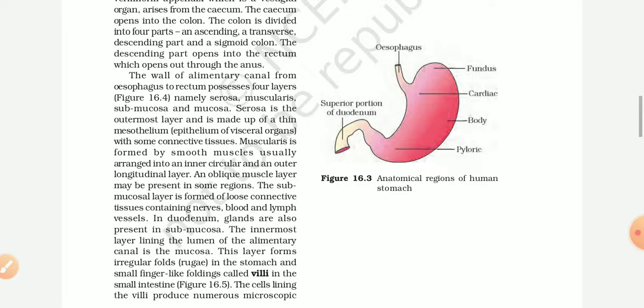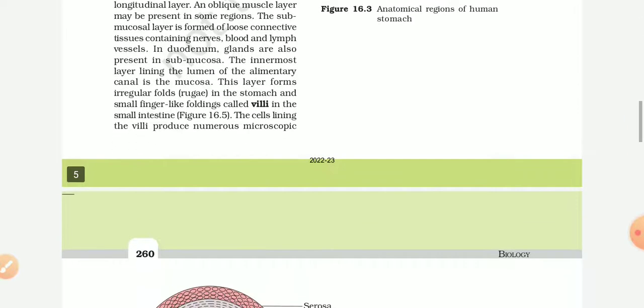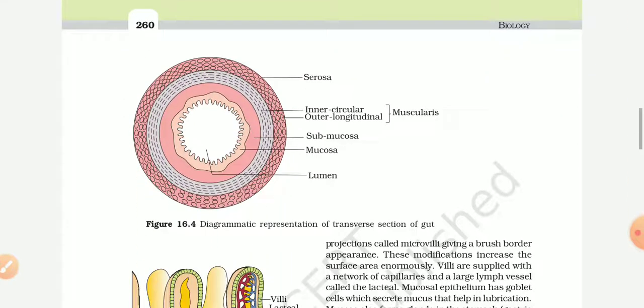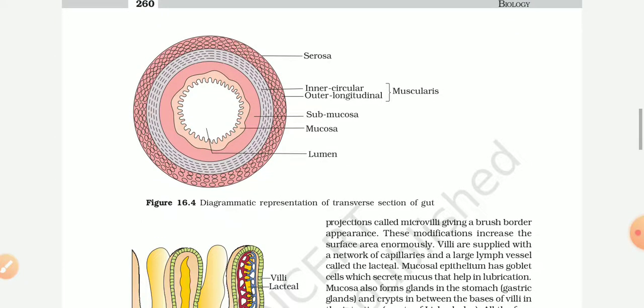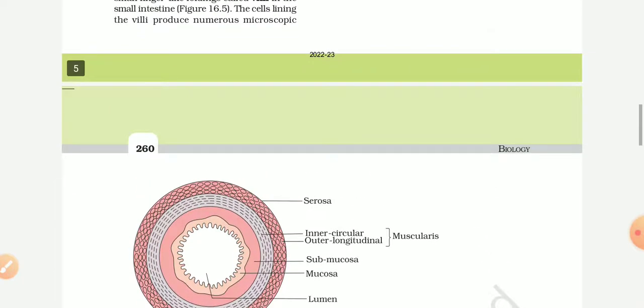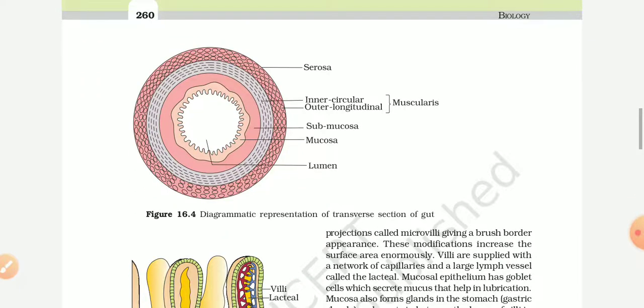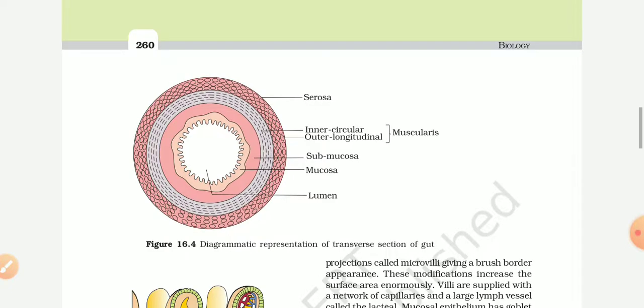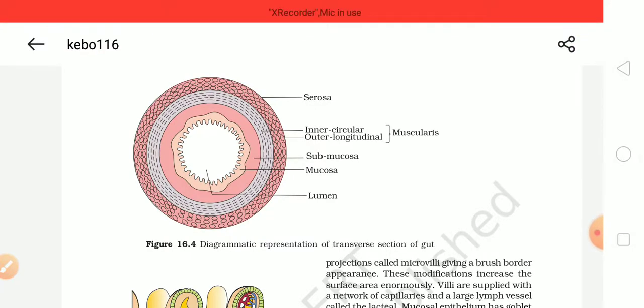The cells lining the villi produce numerous microscopic projections called microvilli, giving a brush border appearance. So this is the picture.